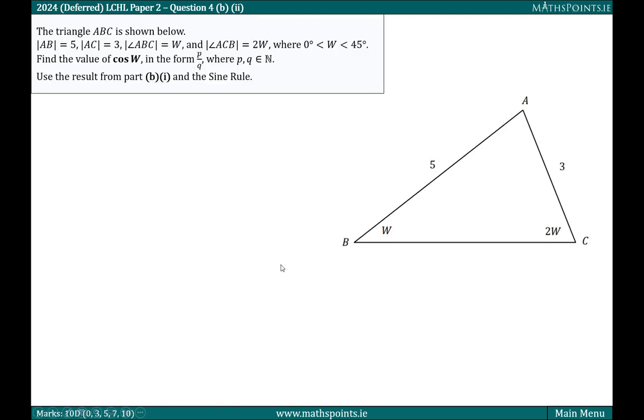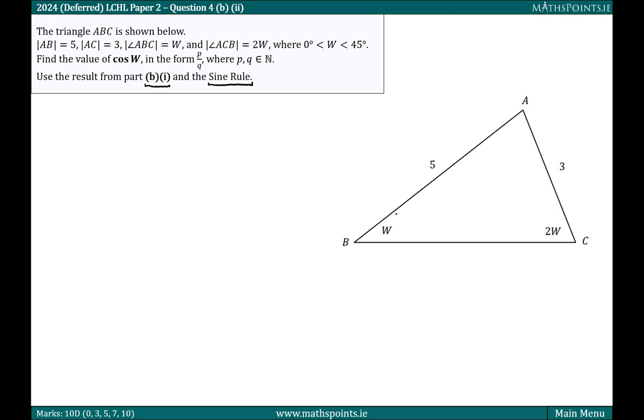So the second part of the question then presents us with a triangle, and they give us a massive hint in this question. They ask us to find the cos of w as a ratio in the form p over q, where p and q are natural numbers. But they do say to use the result from b part 1, and they do say to use the sine rule. So what have we been given?